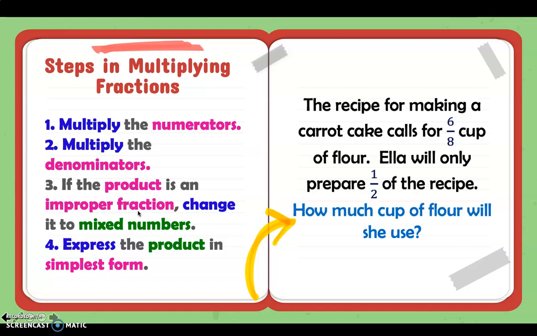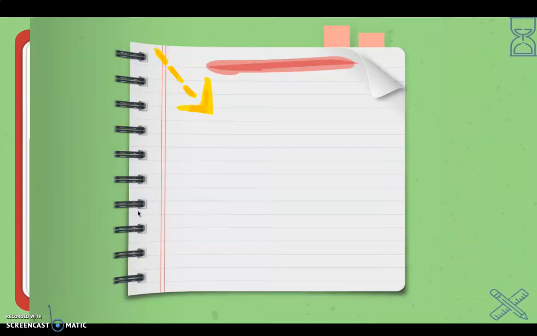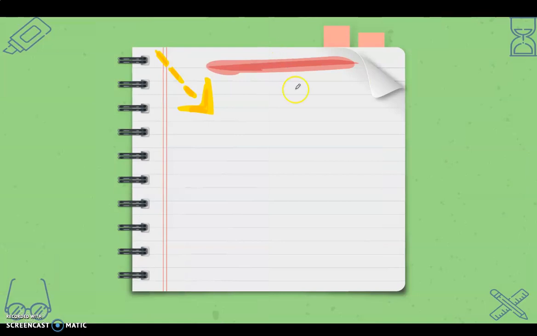Now let's answer the question earlier, or the story problem. The recipe for making a carrot cake calls for 6/8 cups of flour. Ella will only prepare 1/2 of it, 1/2 of the recipe. So the equation that you're going to write is 1/2 of 6/8. When you say the word "of", that means you are going to multiply.